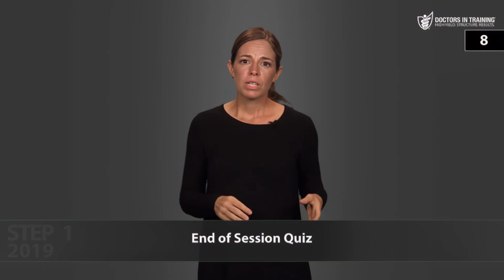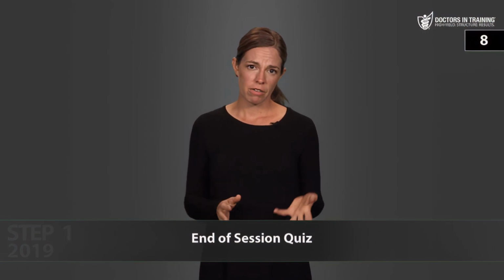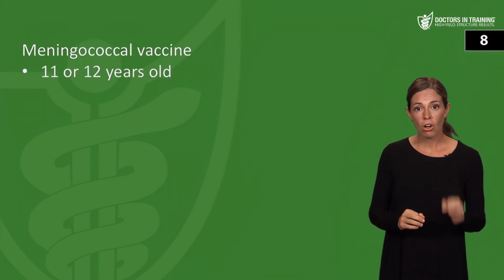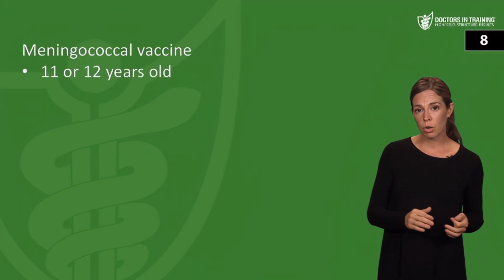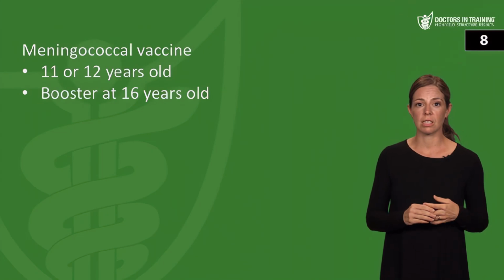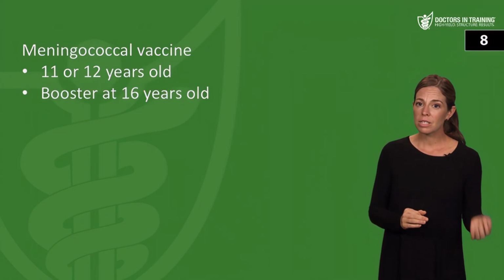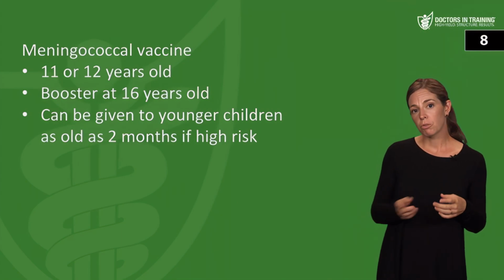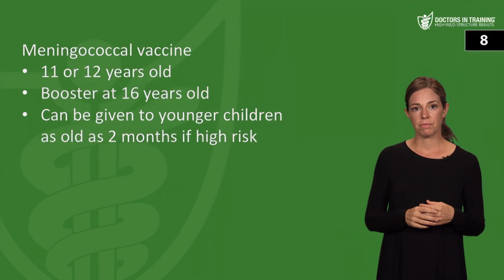First question, what's the current recommendation for the meningococcal vaccine? Without getting into too much detail, the main recommendation is all children should be vaccinated at 11 or 12 years old with the booster at age 16. In certain rare high-risk conditions, we sometimes give this vaccine to kids as young as 2 months old, but for most kids this is a preteen vaccine.